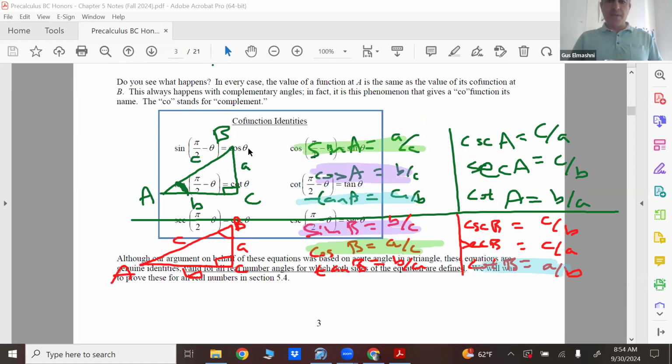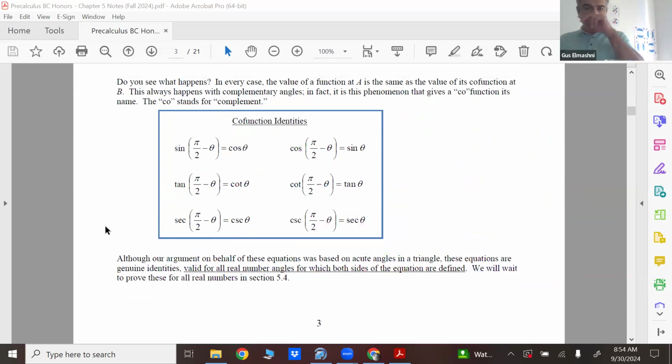So here are the co-function identities. Sine of pi over 2 minus theta is that, and so forth. And you can reverse them as well. And we'll talk about some difference formulas as well. Not today, but some difference formulas you can apply the same principles. You plug in pi over 2 for one angle, theta for another angle, and kind of work it out.